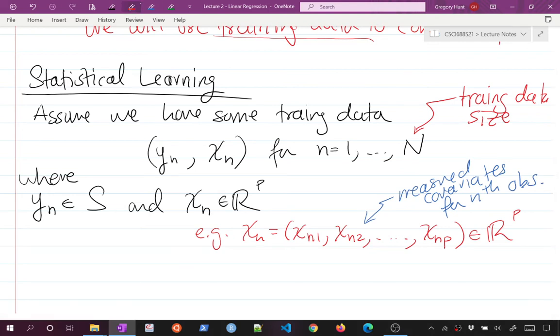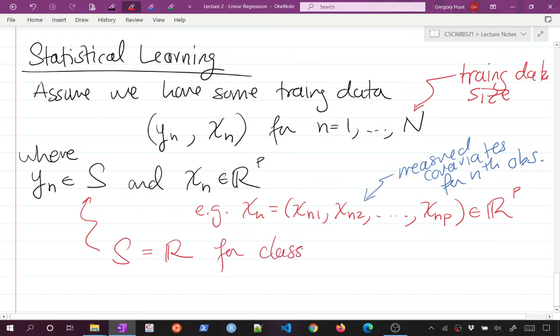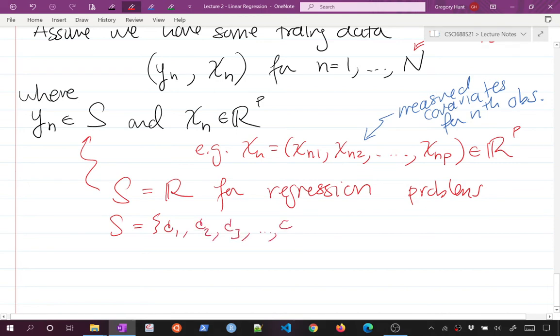And my set S here is the continuum for regression problems, and it is some set of classes, let's call it C_K, for classification problems.